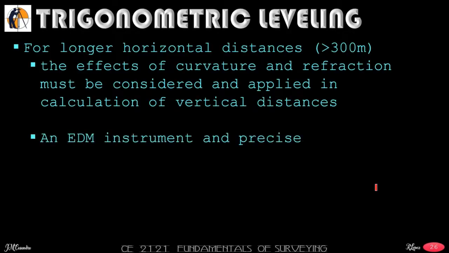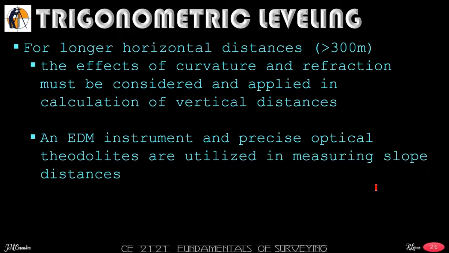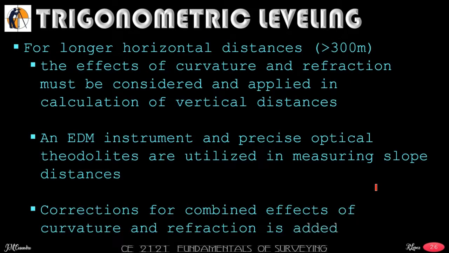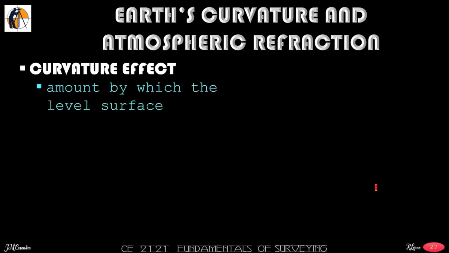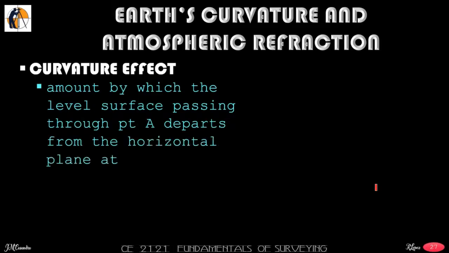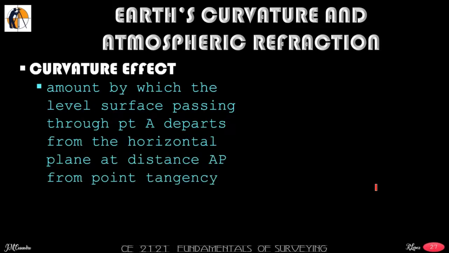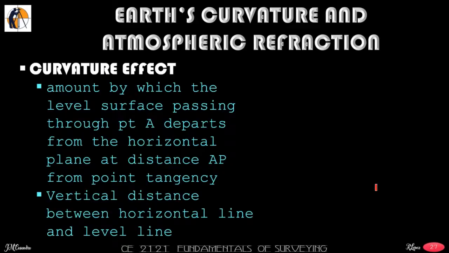For longer horizontal distances, an electronic distance measuring instrument and precise optical theodolites are utilized in measuring your slope distances. So the correction for the combined effects of curvature and refraction is added to our computation. The Earth's curvature effect is the amount by which the level surface passing through point A departs from the horizontal plane at distance AP from any point of tangency. Or this is simply the vertical distance between your horizontal line and your level line.